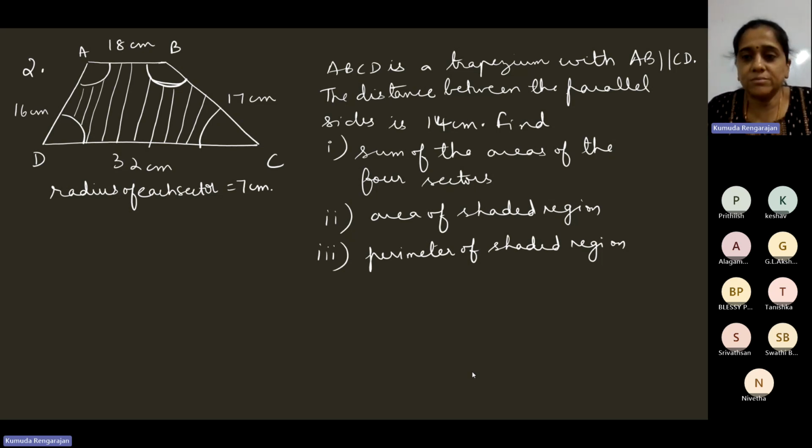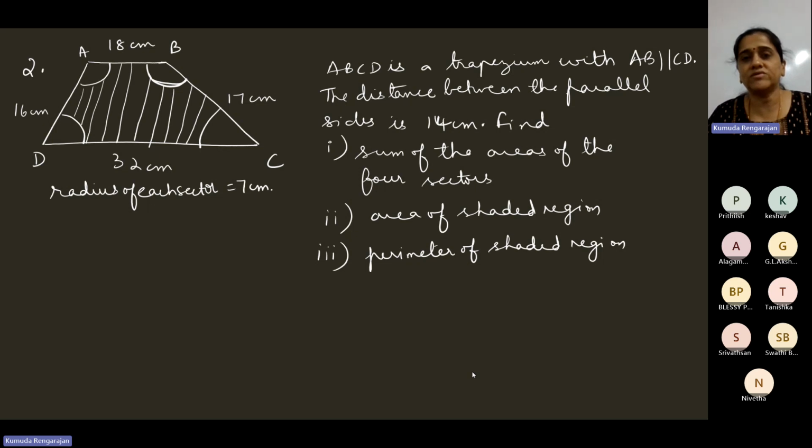So ABCD is a trapezium, AB parallel to CD. The distance between the parallel sides AB and CD is 14 centimeters, and the radius of each sector is 7 centimeters. You know all four sides of the trapezium: 16, 18, 17, and 32. Given all this, we should find the sum of the areas of the four sectors.